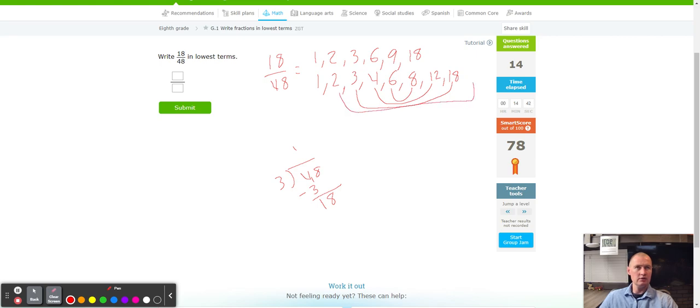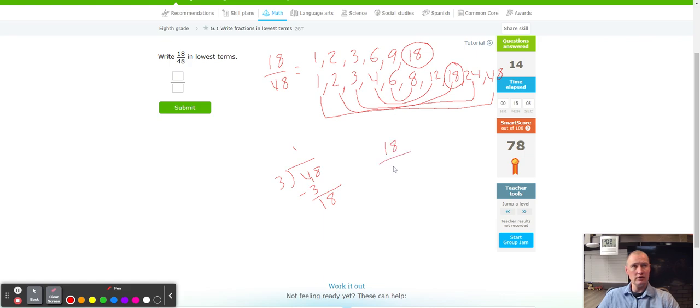2 times what gives you 48? 24. 24 is half of 48. And multiplying by 1 has to be 48. Woo! Look at all those factors. All right, so now we're going to figure out the largest factor. I'm looking right here. It looks like 6 is the largest factor that both work with. So that's really going to simplify it down a lot.